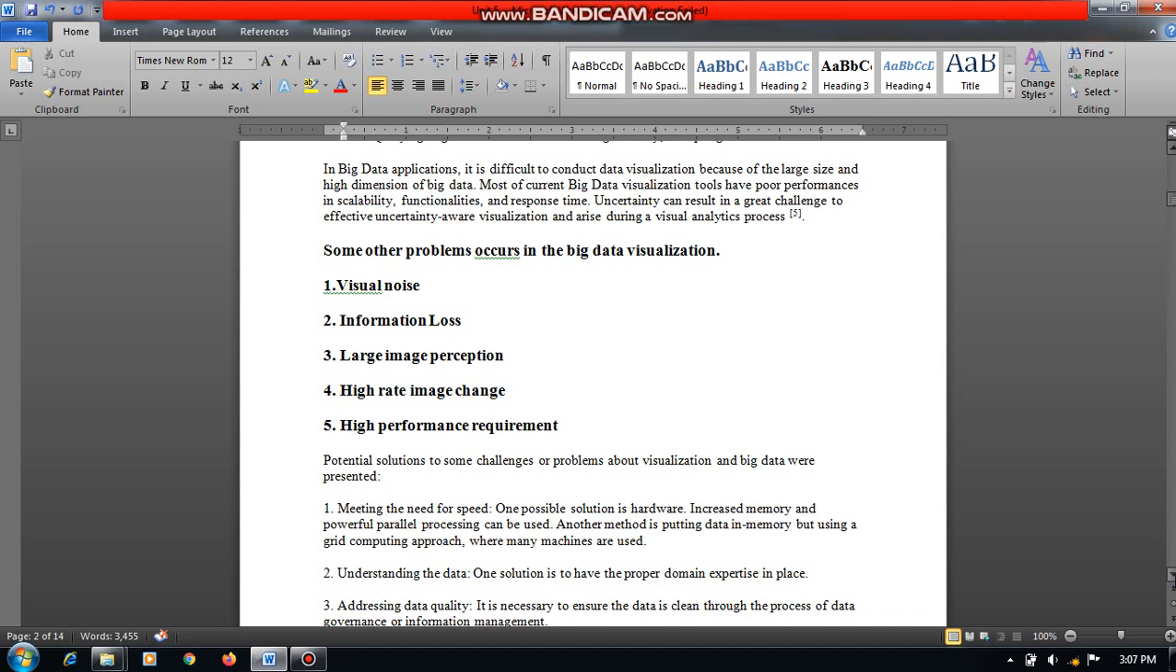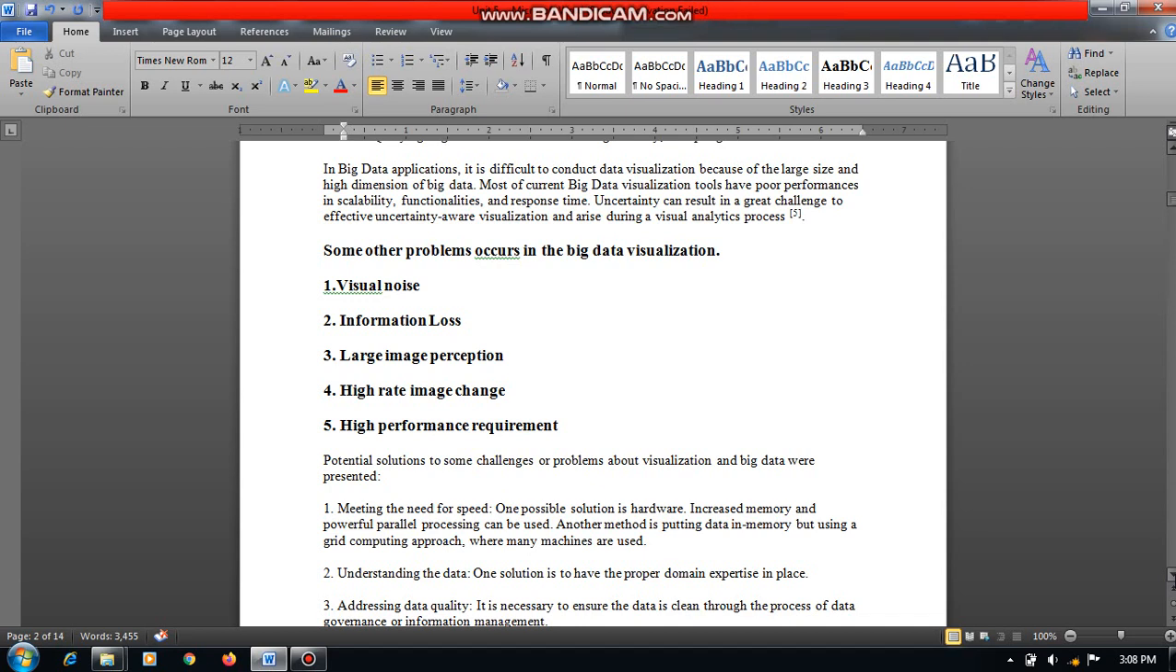By using powerful parallel processing we can increase the speed, and by using a grid approach, where a number of machines are used, we store data in memory. So the visual challenges in visualization, that is the high performance requirement or the high rate of image changes, we can cover by speeding up the process, that means we can use a strong or faster hardware device to overcome these problems.